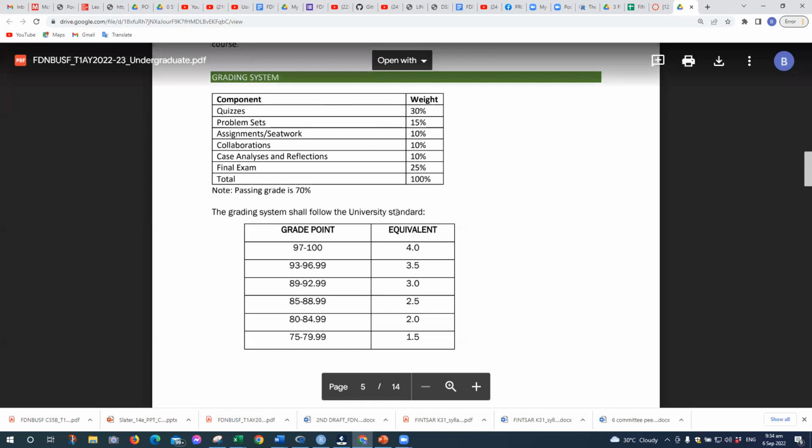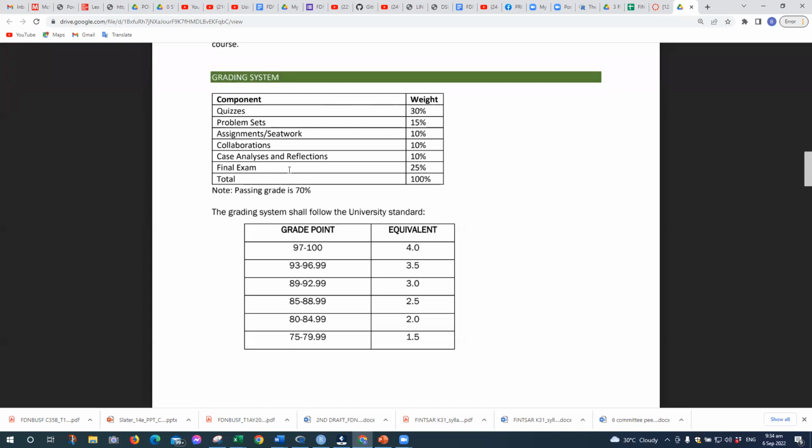I'm very sorry about this. Let me fix this first because it does not give us the final paper, the final product. I think it's the case analysis, but the weight should be higher because it's a final project.